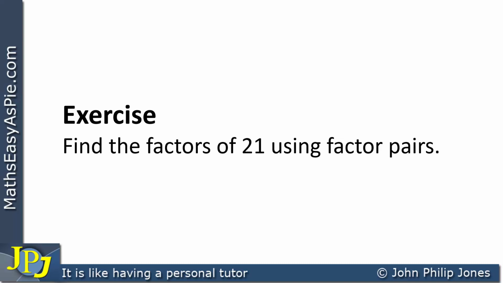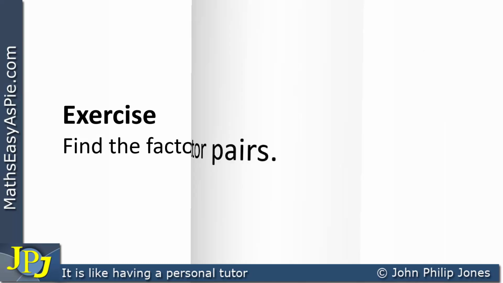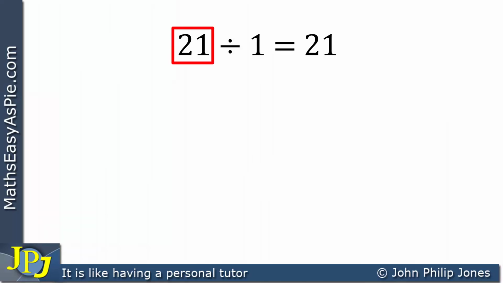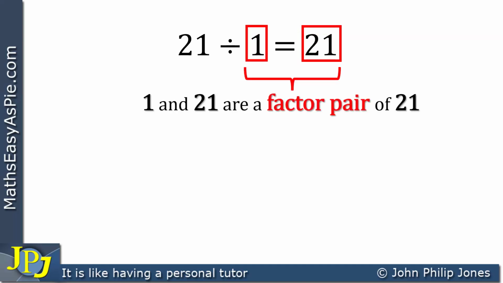This exercise is asking, find the factors of 21 using factor pairs. I will take the 21 and divide it by 1, where 1 is indeed a factor. And you can see I get the result of 21, which is a whole number. So 21 is also a factor of 21. So I can mark these off as being a factor pair. So 1 and 21 are a factor pair.